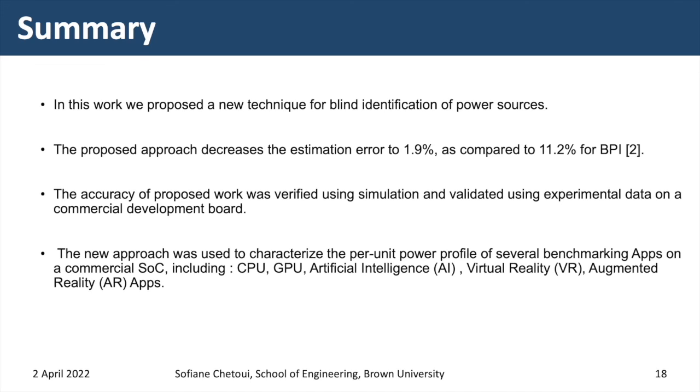Finally, to summarize, in this work, we proposed a technique for blind identification of power sources that only relies on the temperature values and the total power consumption to estimate at the fine-grained level the power consumption of the hardware units. The proposed approach decreases the estimation error to 1.9% as compared to 11.2% for BPI. The accuracy of the proposed work was verified using simulation and validated using experimental data on a commercial development board. The new approach was used to characterize the per-unit power profile of several benchmarking apps on commercial SoCs, including CPU, GPU, artificial intelligence, virtual reality, and augmented reality apps.